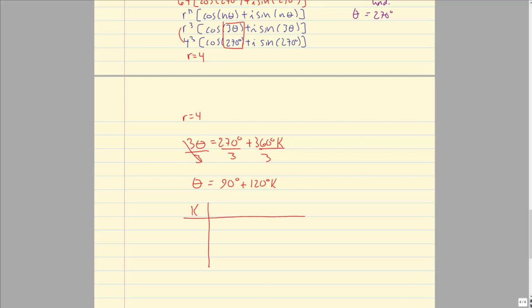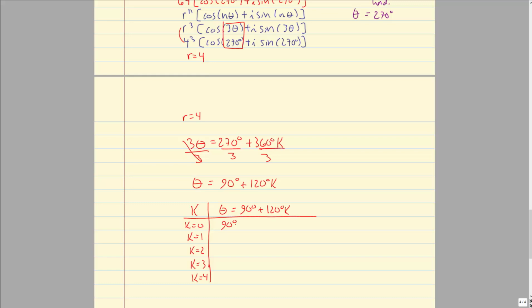and then based on these different values for k, I'll plug them in and figure out what my angles are. So k equals 0, k equals 1, k equals 2, k equals 3, and basically I'm going to keep going until I hit a k where I get something past one full spin around the unit circle, because once I hit that one full spin, it's just going to start repeating itself over and over again. So if I plug in k equals 0 here, I get 90 degrees.